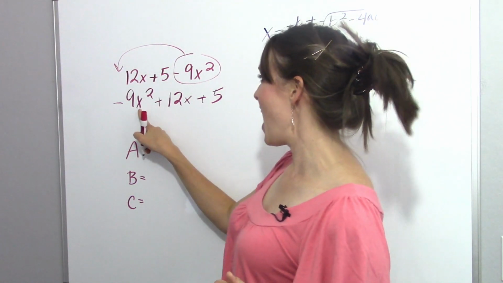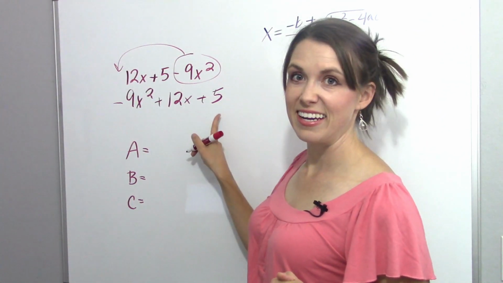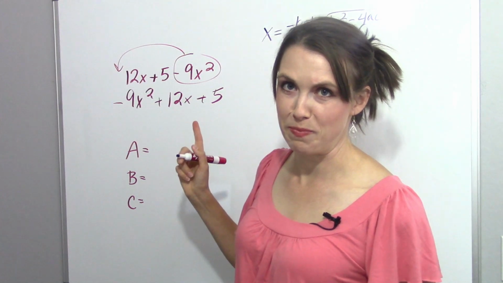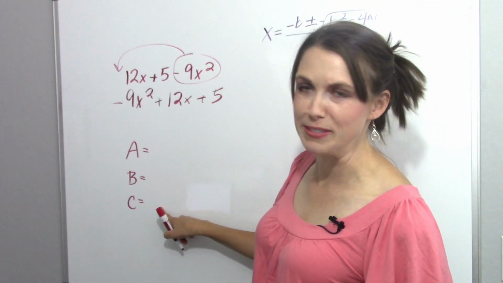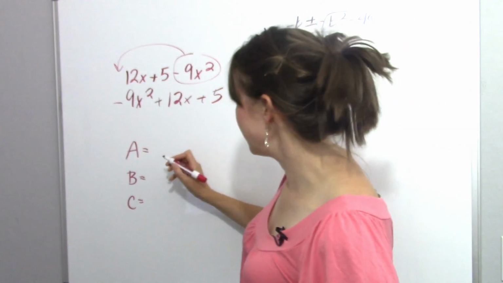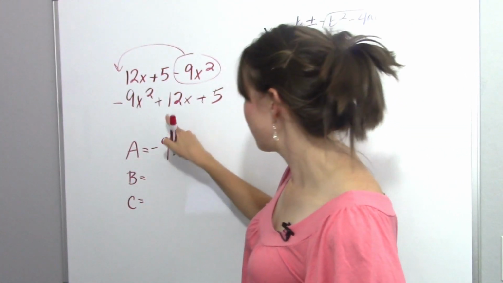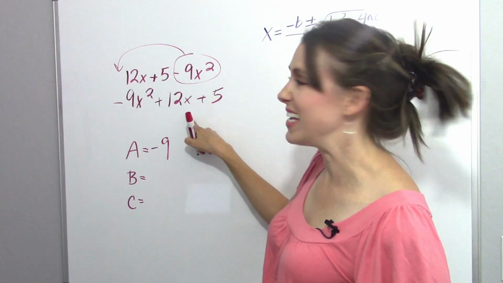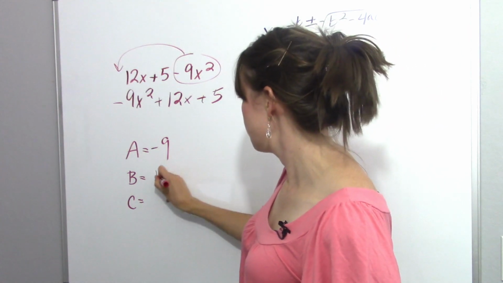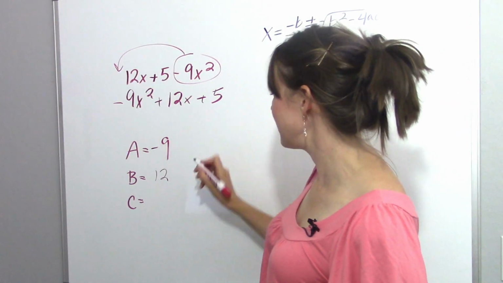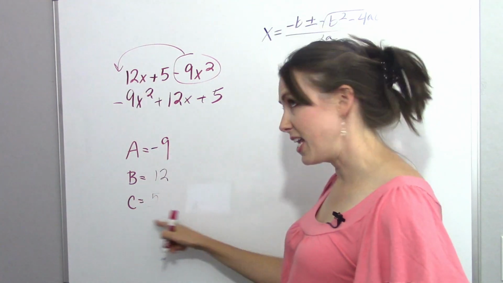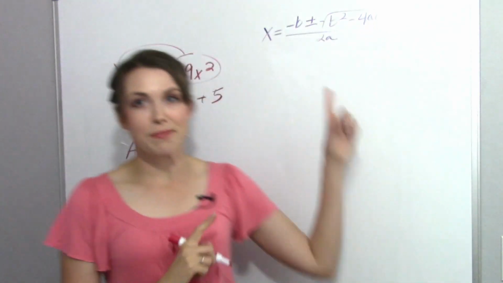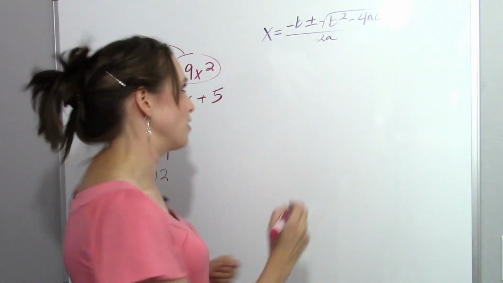We have x squared, x, and just a plain number. So we can put the numbers right in with our variables here. So we have negative 9 right here for a. Attached to the x is 12. And the number that's all by itself here is going to be 5. And now we take these and we plug them into our equation, which is right here.